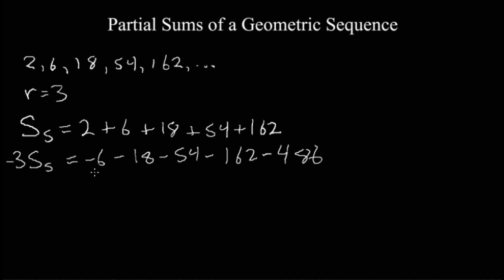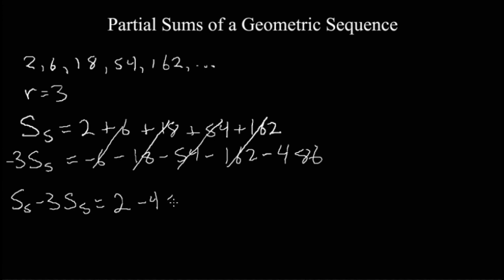Now we're going to add these two equations together. So S sub 5 plus negative 3 S sub 5 is just S sub 5 minus 3 S sub 5. When we add the right side together, notice our 6 and negative 6 cancel out, and 18 and negative 18, 54 and negative 54, and negative 162 and positive 162. So what we're left with is 2 minus 486. On the left side, we have two terms with a common factor of S sub 5, so we're going to factor that out. S sub 5 times 1 is S sub 5, and S sub 5 times negative 3 is negative 3 S sub 5.